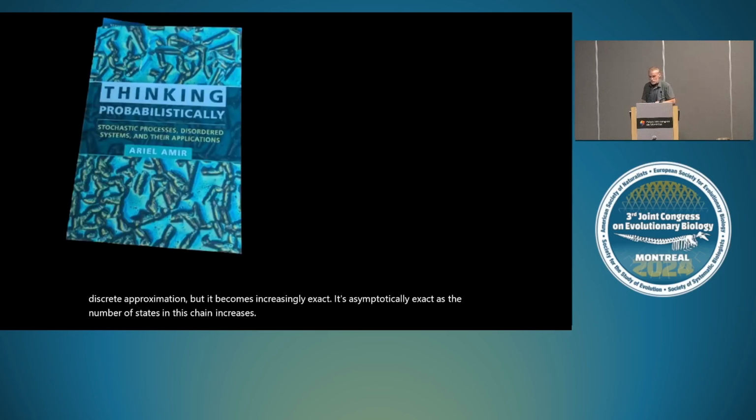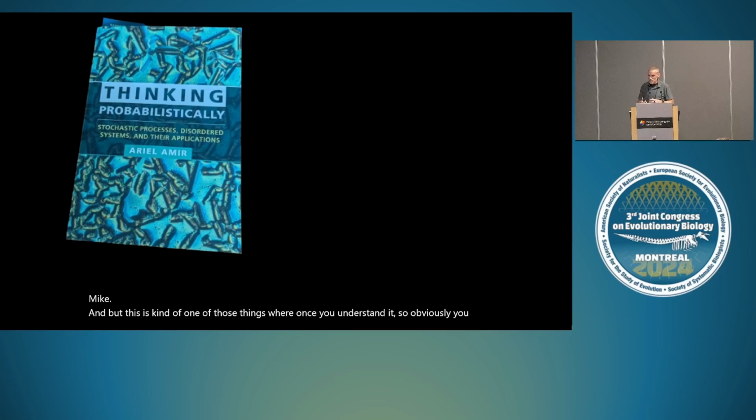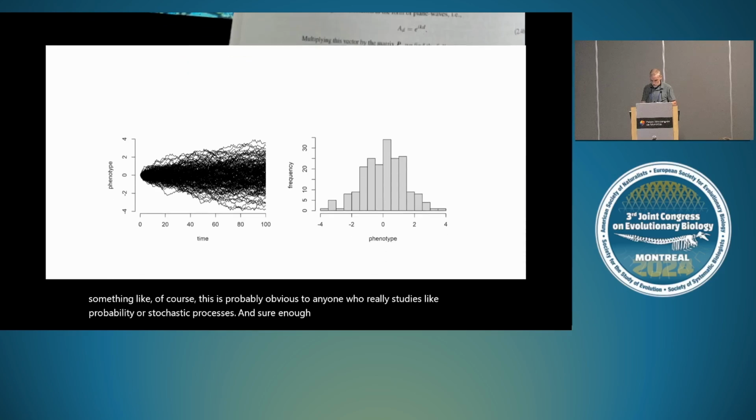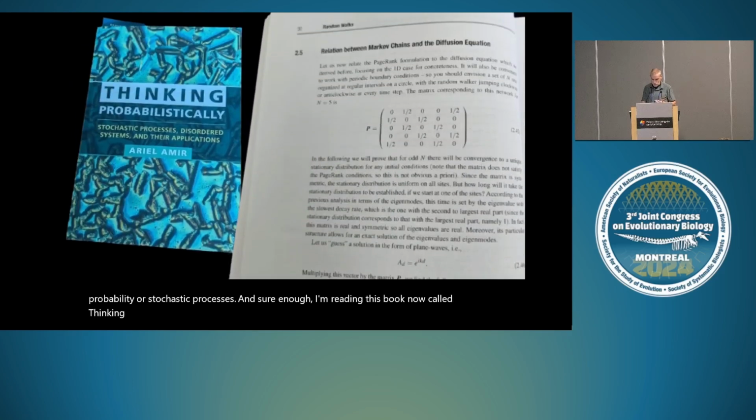So when this was first explained to me, I didn't believe it. Luke can attest to that, and so can Mike. But this is one of those things where once you understand it, you can't believe you didn't understand it before. As soon as I learned it, I remember saying something like, well, of course, this is probably obvious to anyone who really studies probability or stochastic processes. And sure enough, I'm reading this book now called Thinking Probabilistically, and it's in chapter 2.